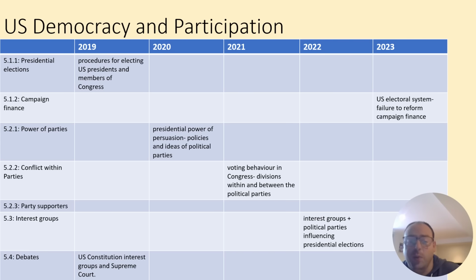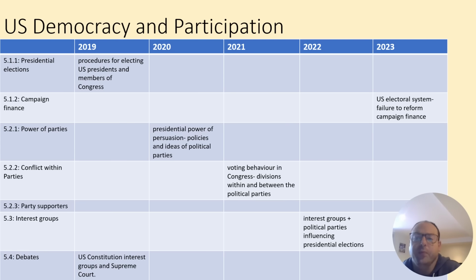2022, we've got interest groups and political parties influencing presidential elections. They do love to stick a bit of interest groups in everywhere, wherever they can, in this one. And again, there's lots of stuff with your PACs and your super PACs and things like that having a massive impact on presidential elections. I think we've seen that particularly with the likes of Trump, who can go outside the normal bounds of the party and raise money elsewhere.